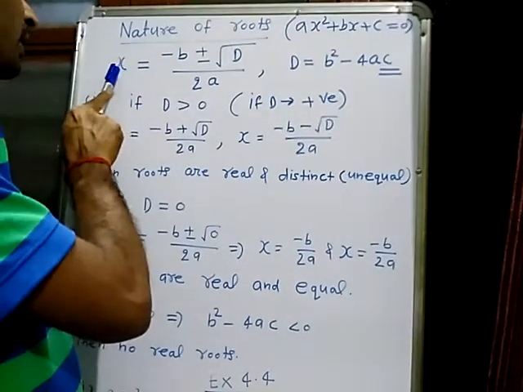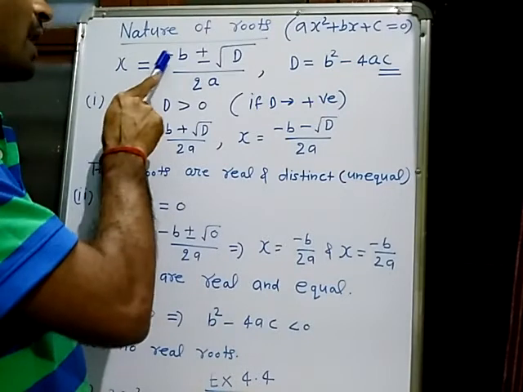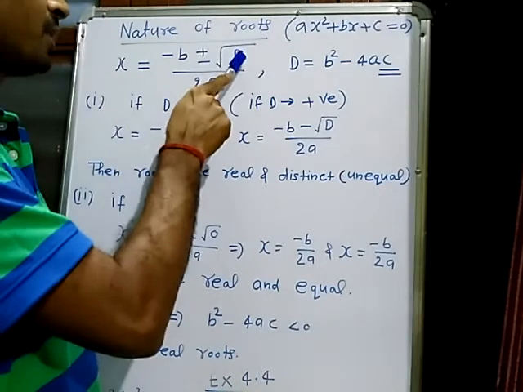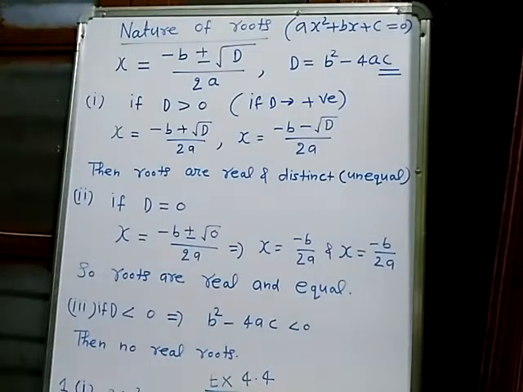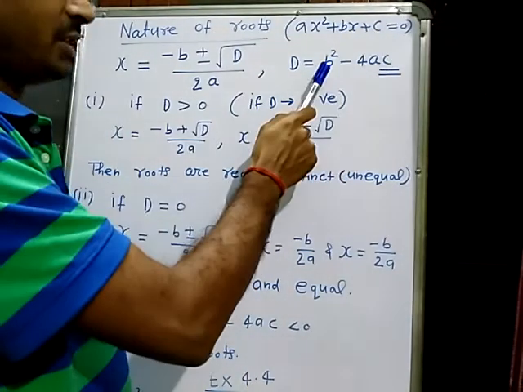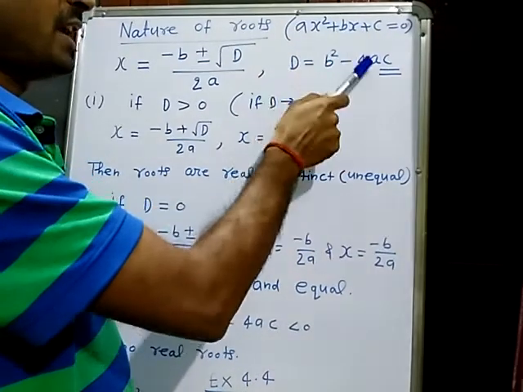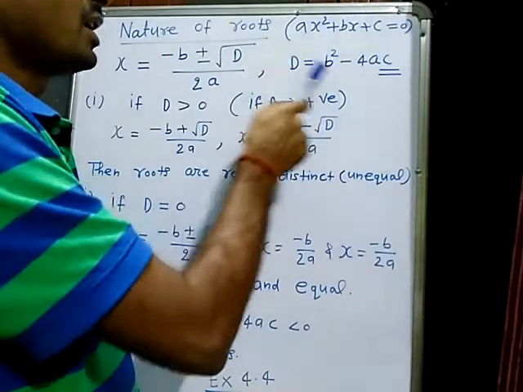I hope you remember. I gave the formula x = (-b ± √D) / 2a, where D is called the discriminant and D = b² - 4ac, where b is the coefficient of x, a is the coefficient of x², and c is the constant term.